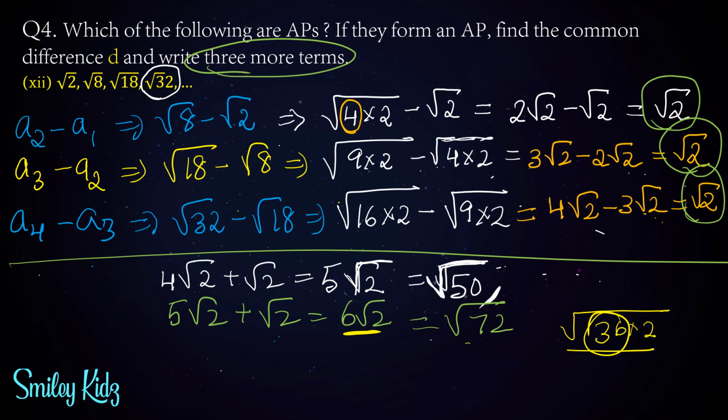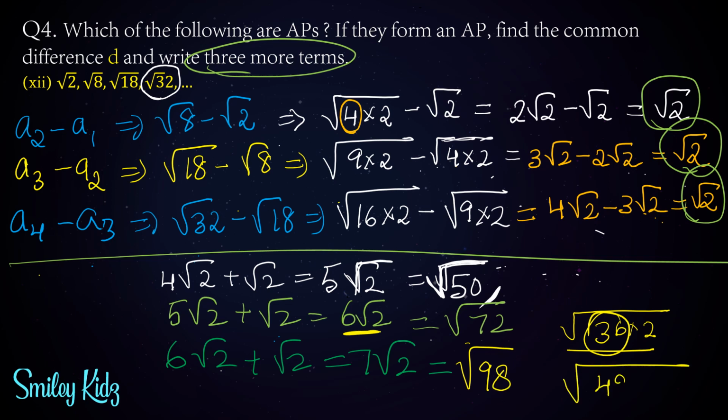Then the next term is going to be 6 root 2 plus root 2, which is equal to 7 root 2. And 7 root 2 in this case is going to be root of 98. Alright, which is nothing but 49 into 2.